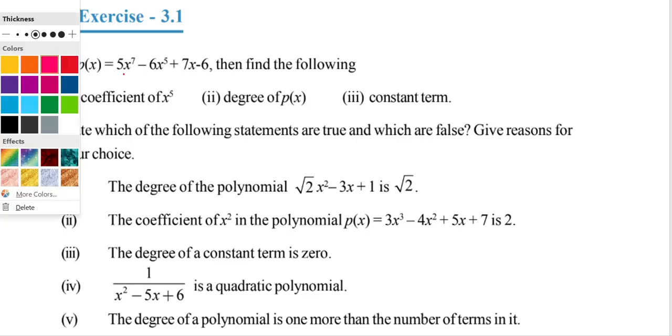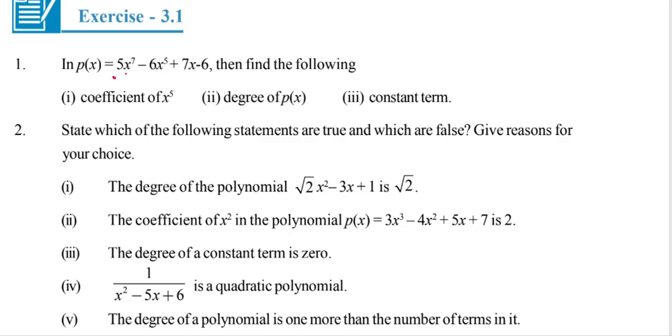Look here. p of x is 5x power 7 minus 6x power 5 plus 7x minus 6. Coefficient of x power 5: what is the coefficient here? The coefficient means the number which is multiplying x power 5. Which number is multiplying x power 5? It is 6, that is, minus 6 is the coefficient. Take the sign also.